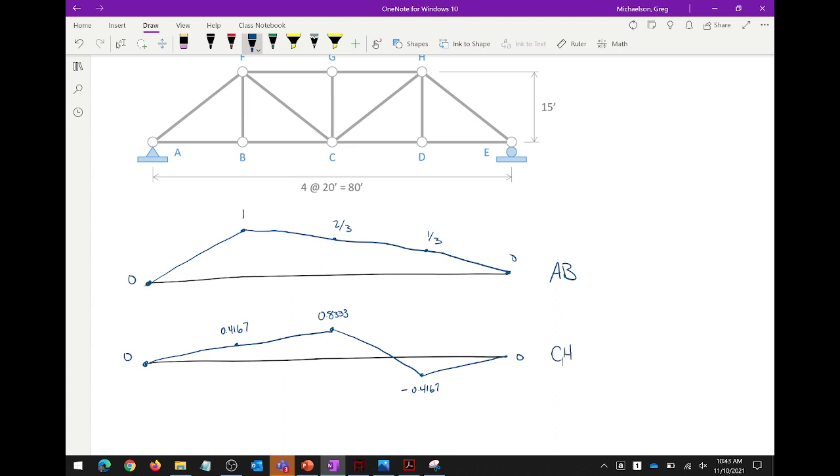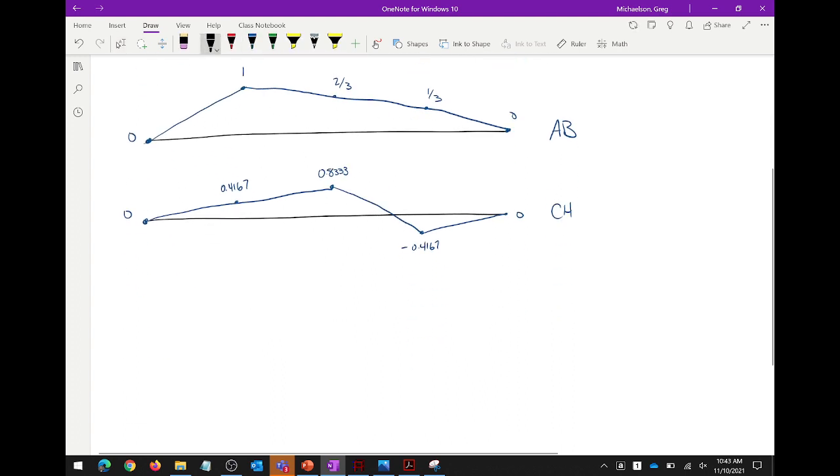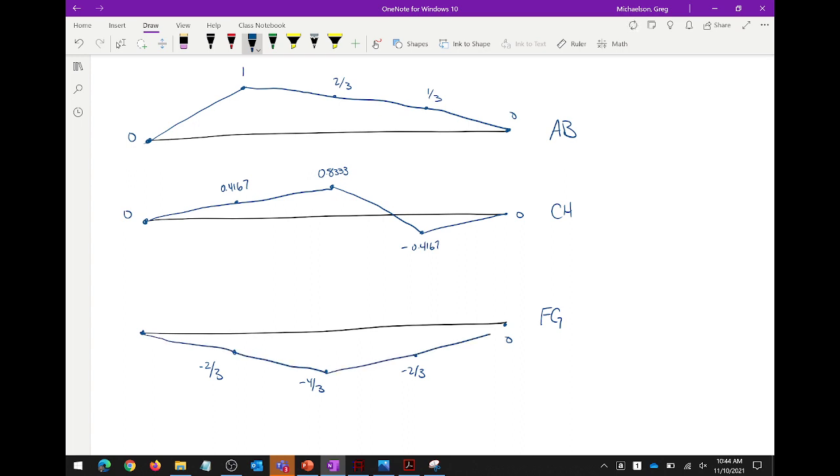And then the top members are the ones experiencing compression. So for member FG, it's negative 2/3, 4/3, 2/3, 0. Boom. Again, kind of the brute force way of doing it, but again, you can just do it in Mastan.